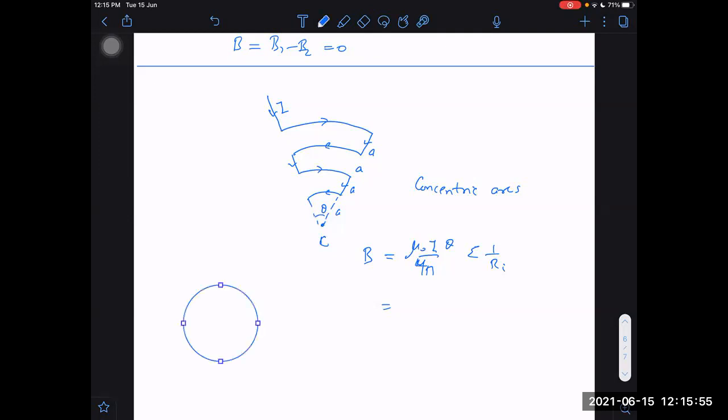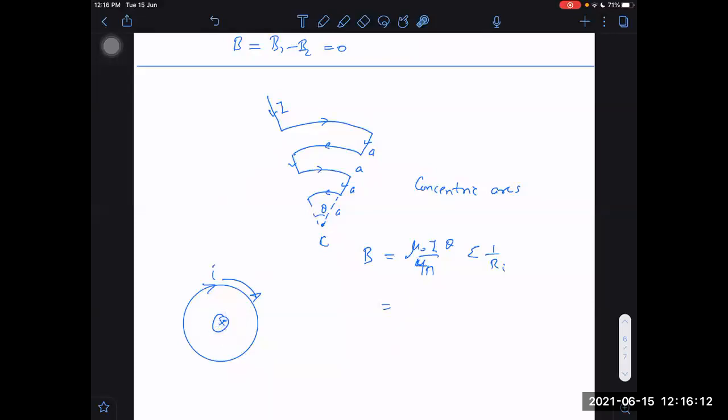I said that if the current is in this direction, you can take your right hand fingers in this direction. Then the thumb will be pointing in the direction of the magnetic field inside at the center, not outside. Outside it will be the opposite direction. But at the center, I can find the field by this method also.